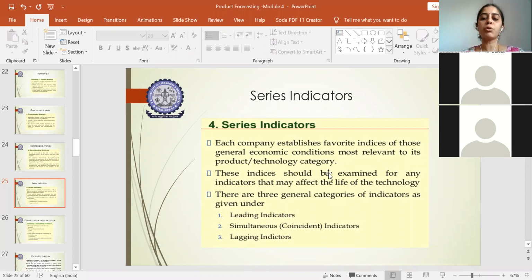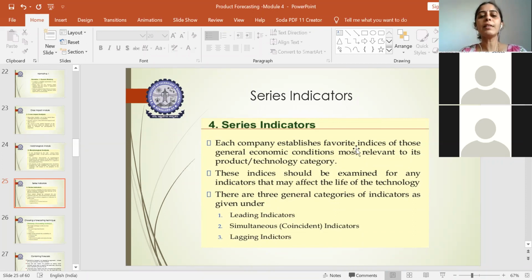These indices should be examined for any indicators that may affect the life of the technology. The data from the literature survey that they grab will then be analyzed with the existing problems associated with their product and the type of technology they are using. Through that, a solution can also be obtained. If the solution is obtained and the problem is solved, then you can forecast the product to the outside, saying that now the product is free of the problem which was associated.